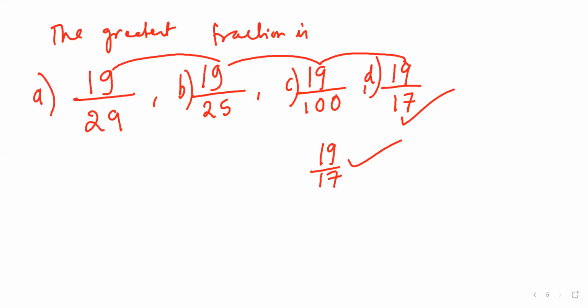You should know that if the numerators are the same and the denominator is small, the fraction is large. And the other way around, if the denominator is large, that fraction will be small. So this is a different type of 1 mark question that you can expect.